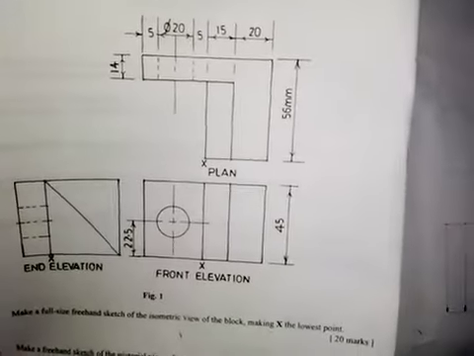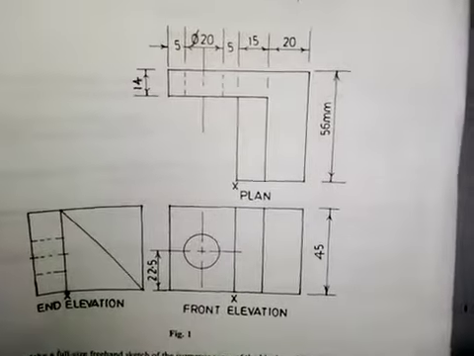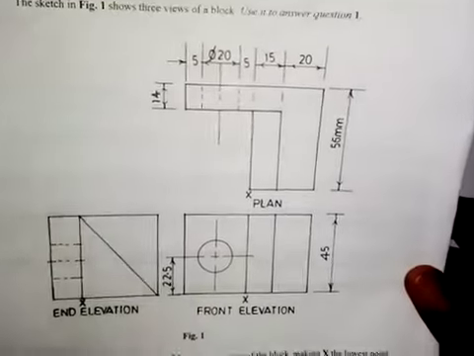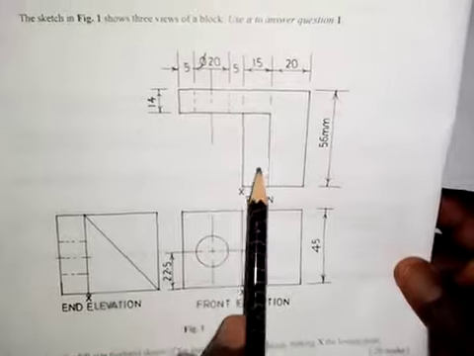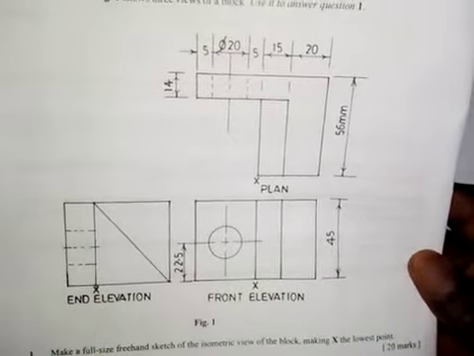Alright, welcome back to my channel, and we are still working on the sketching of isometric views given the orthographic views, and I'm going to work on this question now. And these are orthographic views, and these views are given in third angle projection. As you can see here, this is the plan, this is the front elevation, and this is the end elevation.